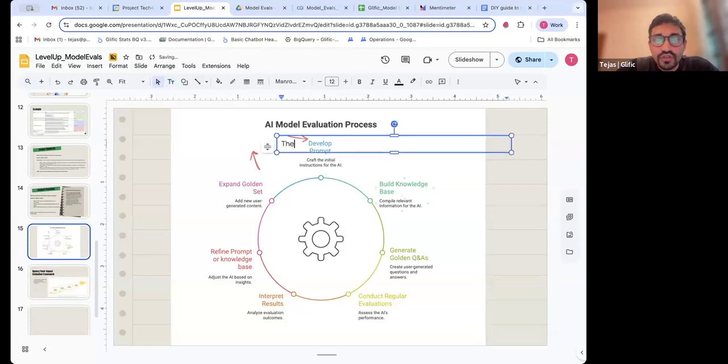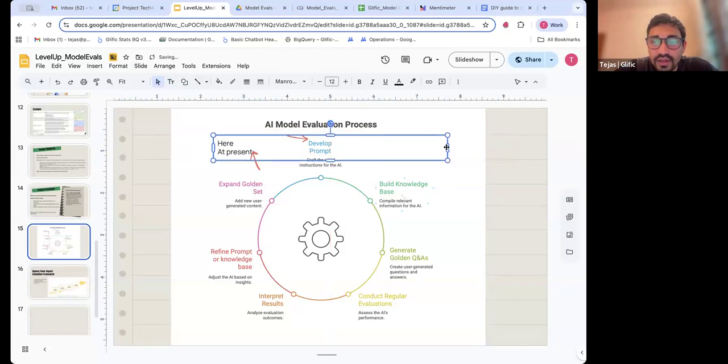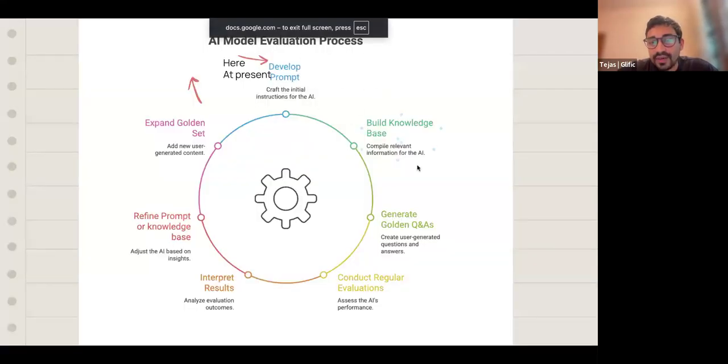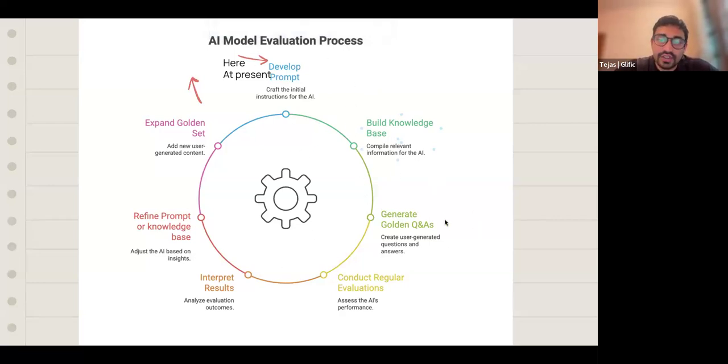Most of us are at present at a point where we have developed a prompt, we have a knowledge base, and our users are interacting with the chatbot. What we expect from you after this session is to generate a golden set of questions and answers, make sure it's diverse, conduct regular evaluations, and interpret the results.